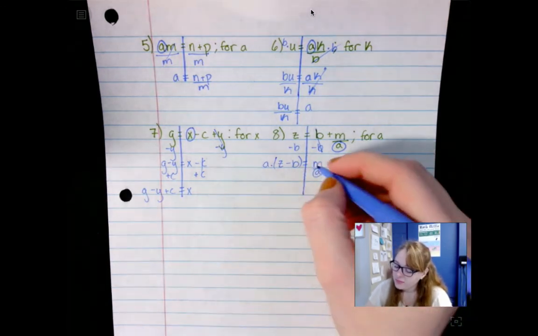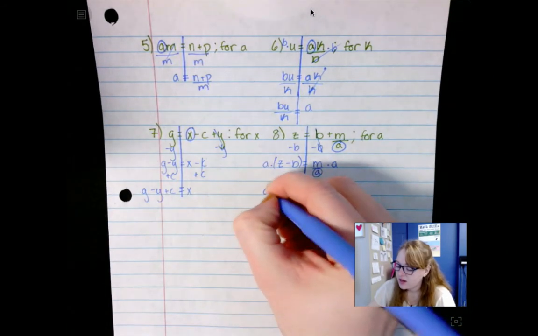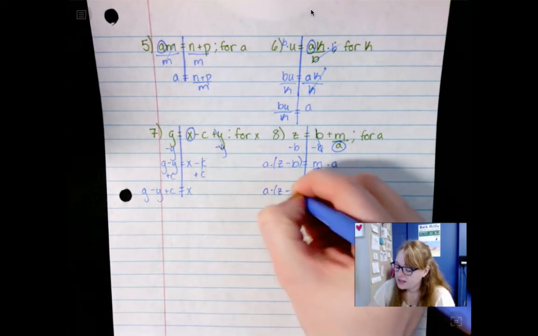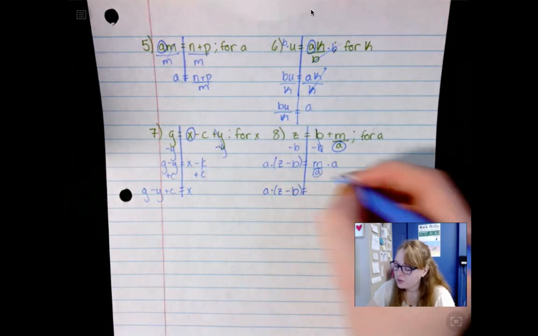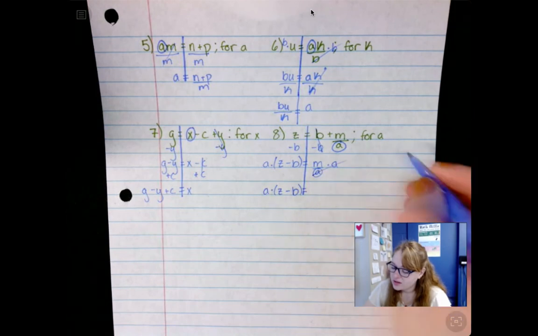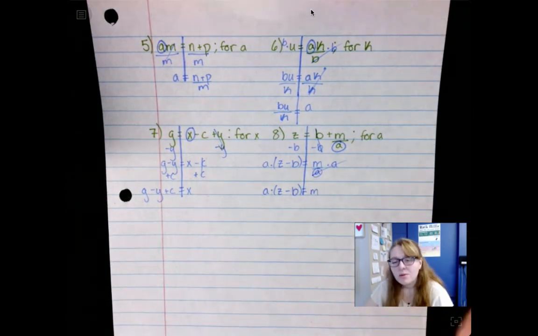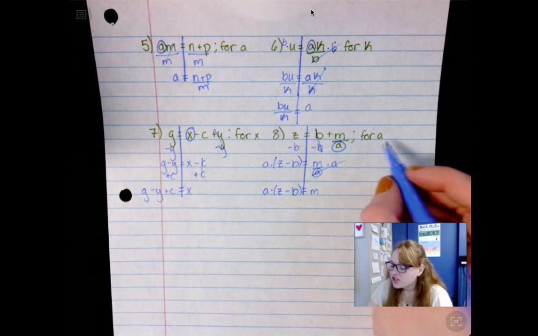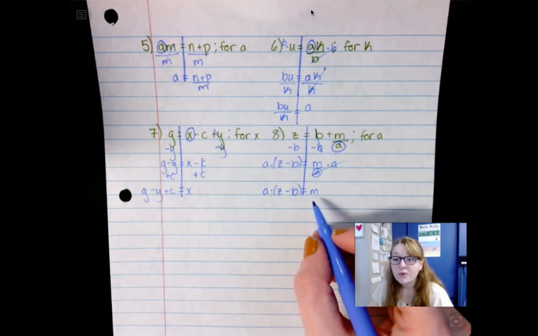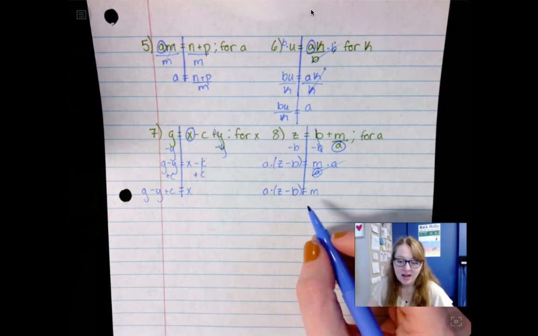Okay? So since none of these are like terms, we're just going to copy this down. A times z minus b equals, and then multiply by a, divide by a. Those are going to cancel because they go to 1, leaving us with just that m. But wait, we wanted to solve for a, but we accidentally got m by itself. So we have even more steps to go to get that a by itself.